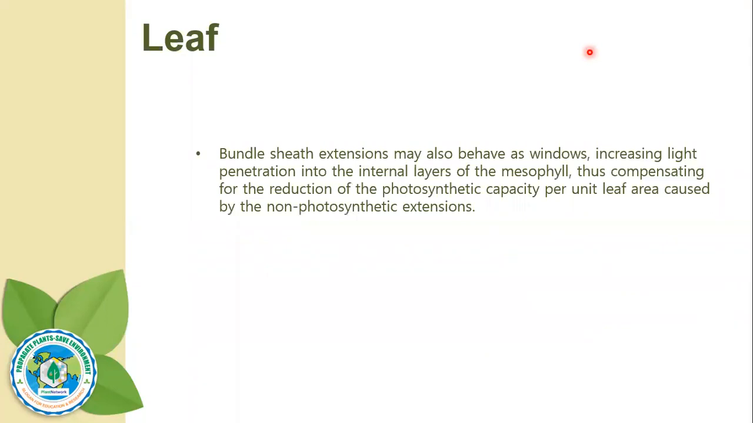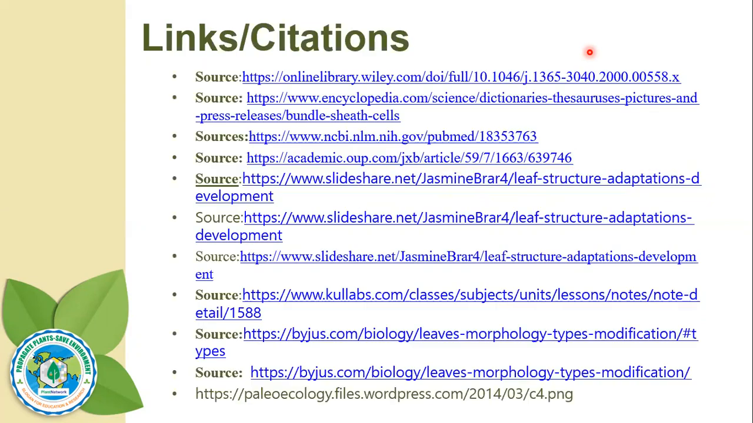Bundle sheath extensions may also behave as windows, increasing light penetration into the internal layers of the mesophyll, thus compensating for the reduction of photosynthetic capacity per unit leaf area caused by the non-photosynthetic extensions.